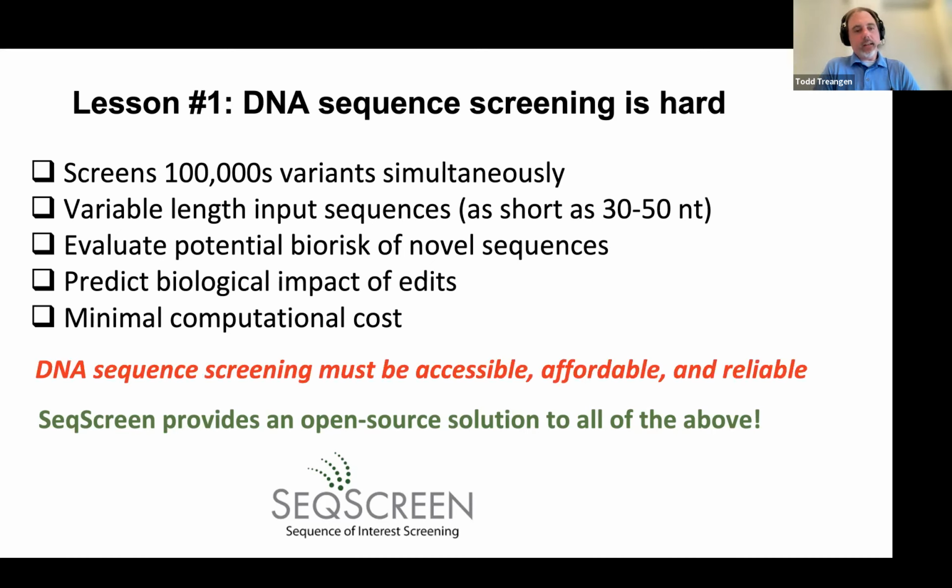And again, just to highlight this, really think about DNA sequencing. It must be accessible, affordable, and reliable. In addition to any other considerations, SeqScreen was developed through the lens of accessibility, affordability, and reliability.